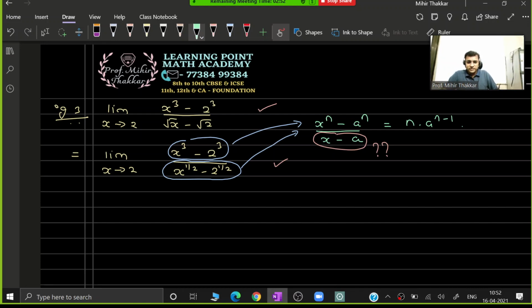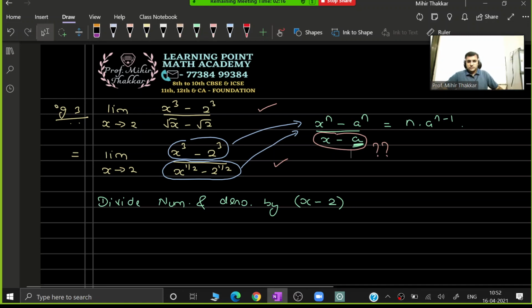I will write over here: divide numerator and denominator by x minus 2. Why x minus 2? Because I want x minus a, and I can see over here that a is 2. Therefore, I take x minus 2. In any other question in your textbook, if you see the limit x tends to 3, then you will have to say dividing numerator and denominator by x minus 3.